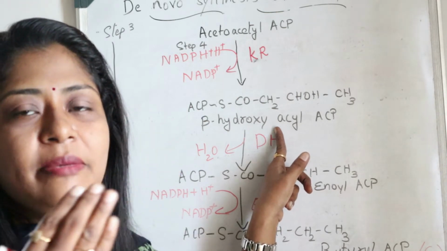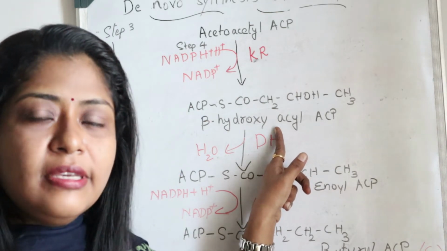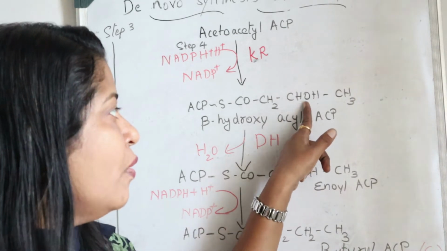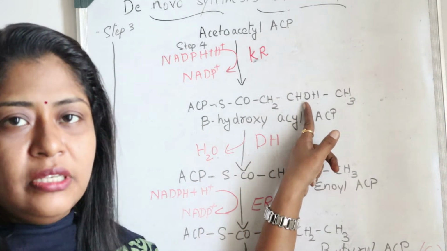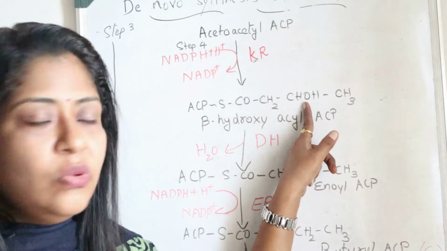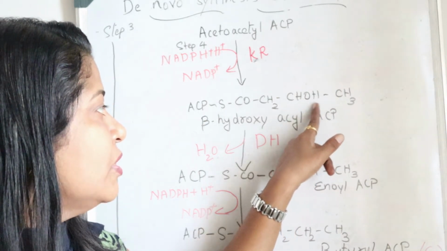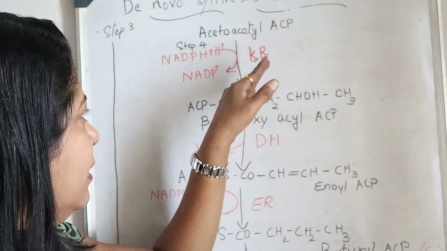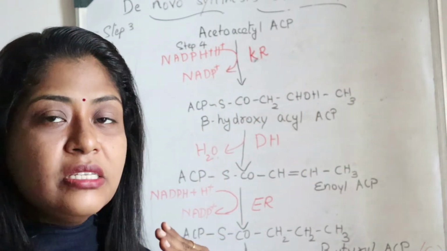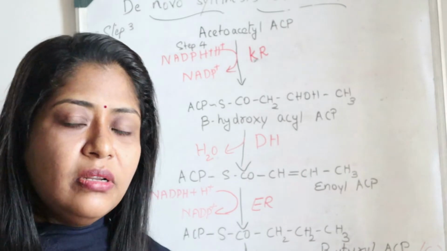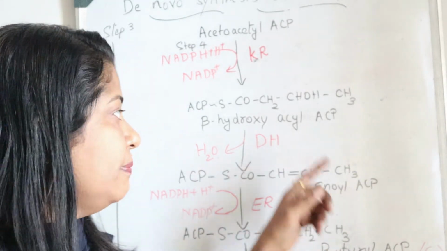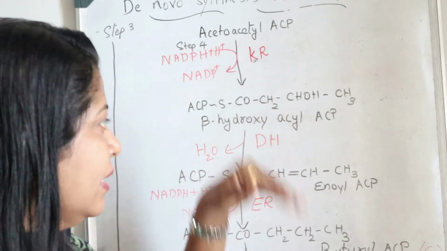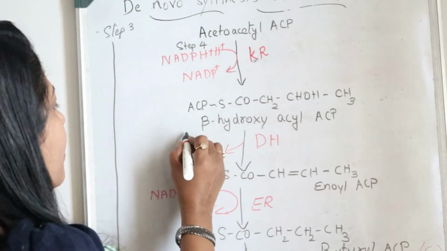So ketoacyl ACP is reduced to hydroxyacyl ACP, so that there is the introduction of OH at the beta position, the beta carbon. So in the beta carbon we can see the formation of CHOH, and that is catalyzed by the ketoacyl reductase of the multi-enzyme complex of fatty acid synthase. And this beta-hydroxyacyl ACP goes to the next step, that is step 5.